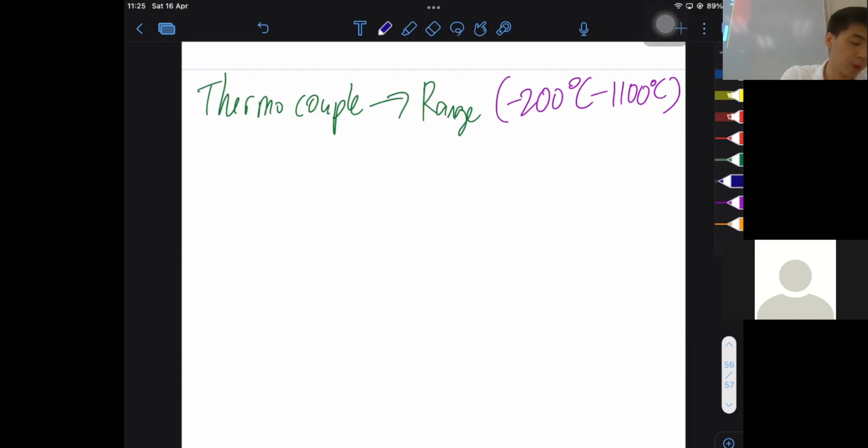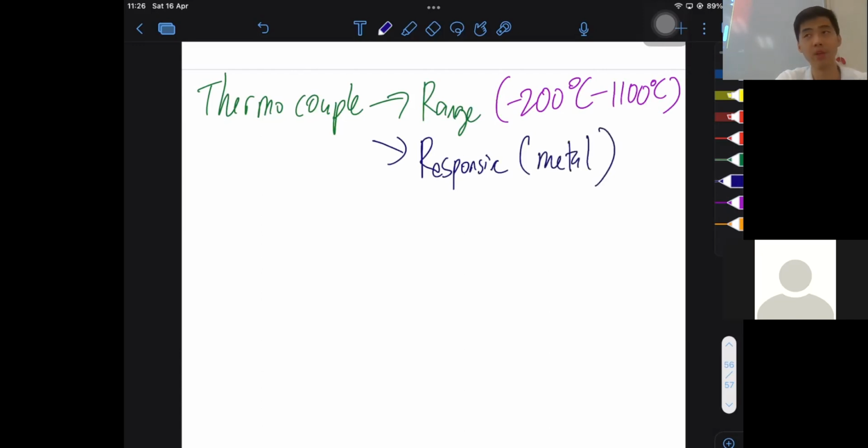And the second most important thing about a thermocouple is that it has ridiculously fast responsiveness. Why does it have such a fast responsiveness? It's because it measures change in temperature with metals instead. Guys, like I mentioned, with thermometers, you can only measure temperature change when the heat reaches the liquid and expands the liquid slowly, right? For thermocouples, you don't need that because it is made of metals, okay?